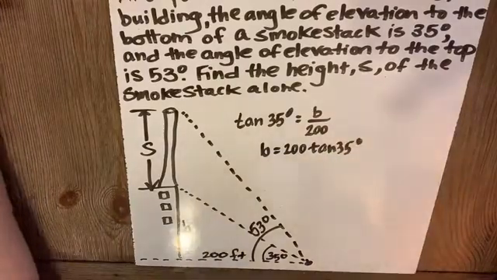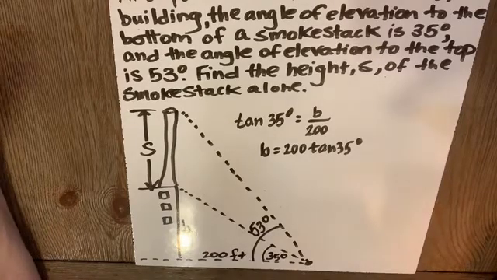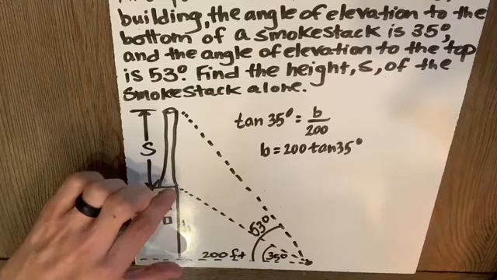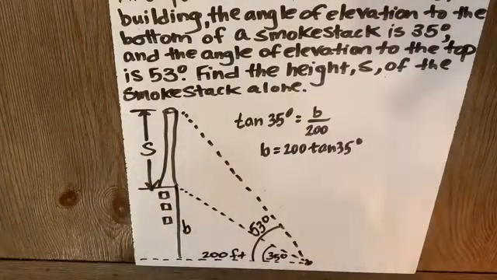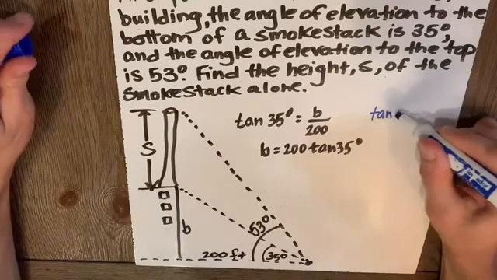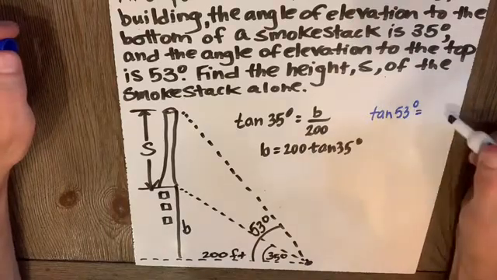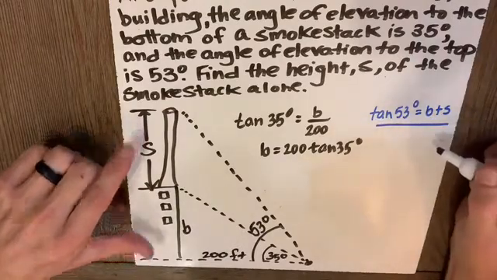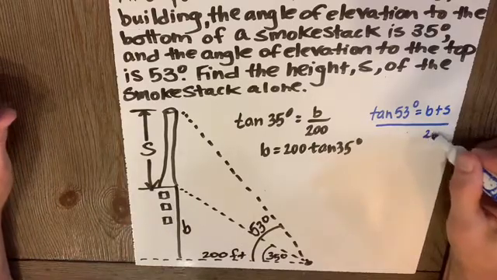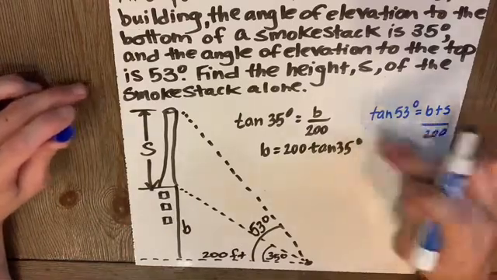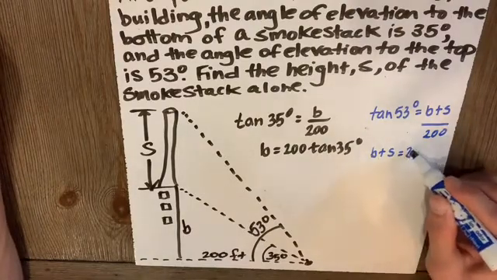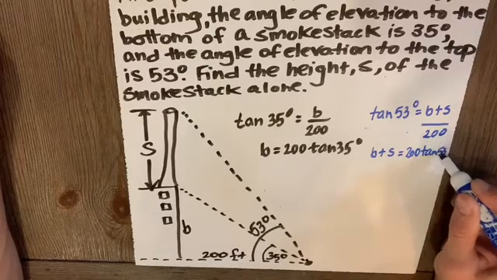You know what? I don't even have to find out how tall the building is. I'm not interested in that. The building is not so much my concern. I mean, I need to know what it is, but I don't have to actually come up with a number of that. Because if I say, well, tangent of 53 degrees is equal to B plus S over 200, just here, right? And that means that B plus S is equal to 200 tangent of 53 degrees.